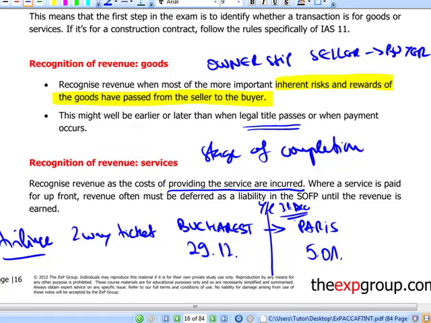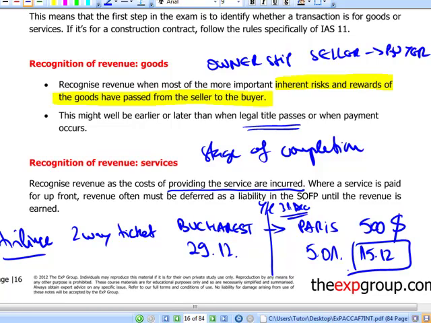And the plane ticket is not refundable and you pay $500 for it. The plane ticket was paid on the 15th of December. The question is, at the moment that I receive the $500, which is on the 15th of December, can I recognize the $500 as revenue? And the answer is no.